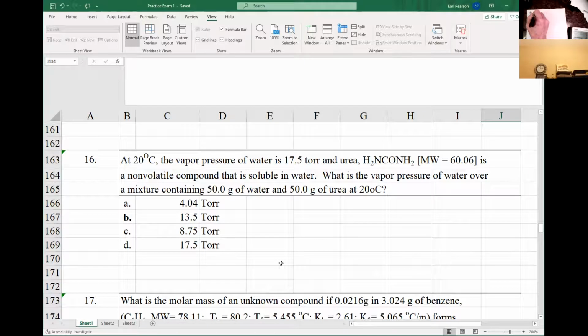All right, the relationship is Raoult's law. P is equal to the pressure due to the water. That's the only thing that's got a pressure. It's going to be the mole fraction of the water times the vapor pressure of the pure water. So all we got to do now is do our math. And we've got 50 grams of each. All right, we got the data. Now let's work the problem. Oh, wait. The vapor pressure of pure water, we're told, is 17.5 torr.